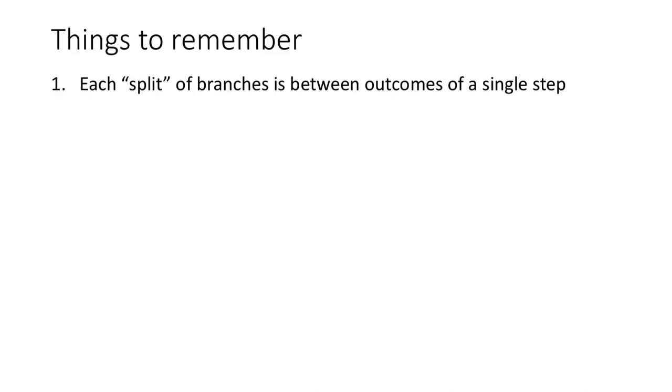There are a few things I want you to remember right at the start about tree diagrams, because they're the things people have the most difficulty with when they're getting used to making them. Each split of branches, you'll see what that means in a picture in a second, is between outcomes of a single step. Let's say I'm talking about a step where I'm flipping a coin. The coin could end up being heads or tails, so that split of branches goes one to one of the outcomes, heads, and the other to another, which is tails, right?